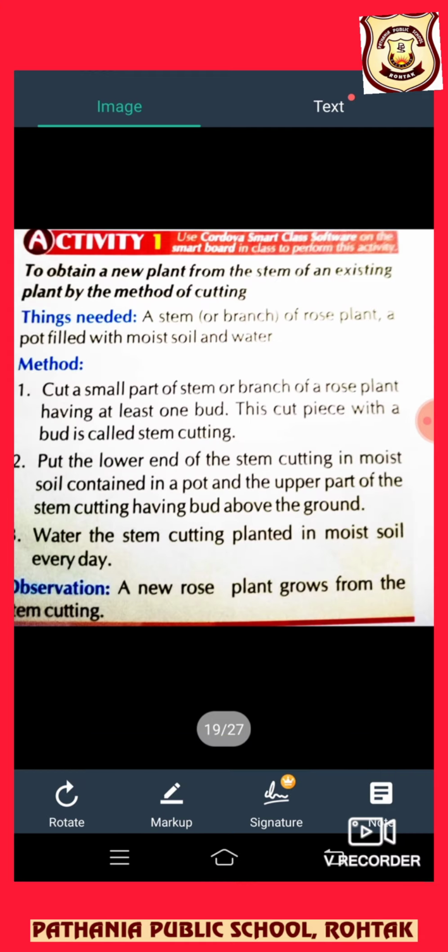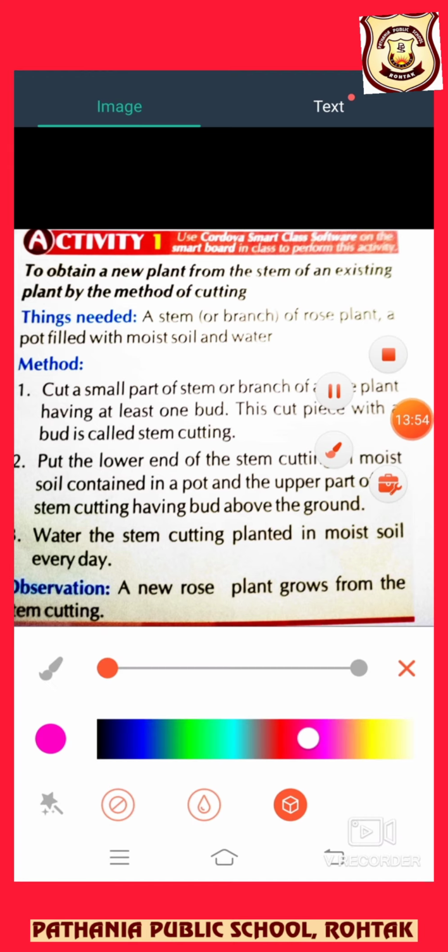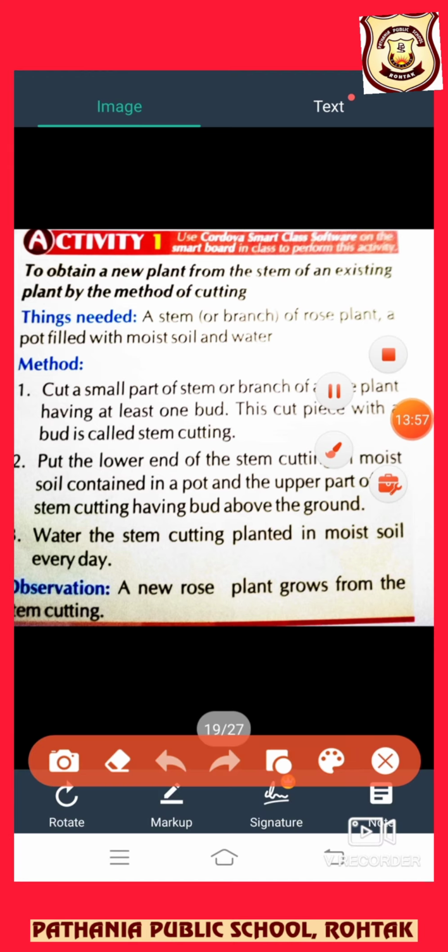Next we are going to start the activity to obtain a new plant from the stem of an existing plant by the method of cutting. By this method we are going to study what is written over here. A stem of a rose plant is planted in moist soil. Cut a small part of the stem and branches of the rose plant having at least one bud. If it has one bud, then the cut piece with a bud is called a stem cutting.